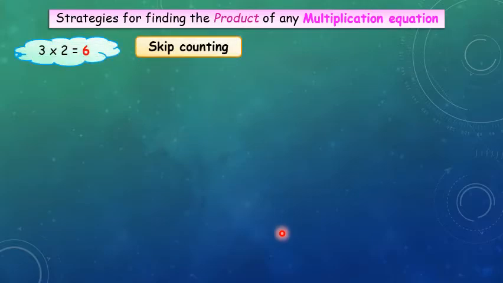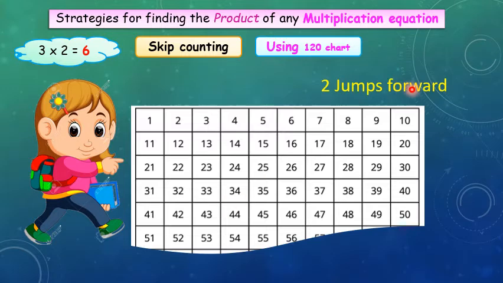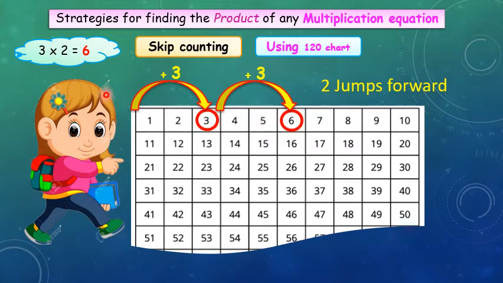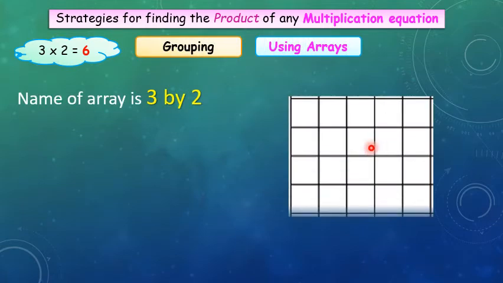The third strategy in skip counting is using a 120 chart. We have here a 120 chart. It seems like a number line, but on a 120 chart. Here we have 2 jumps forward. Each jump is 3 steps, like this. 1, 2, 3, 4, 5, 6. Then 3, 6, plus 3 plus 3, it will be 6. Then 3 by 2 equals 3 plus 3 equals 6. Good job. Let's go to the second strategy, which is called grouping, using arrays.